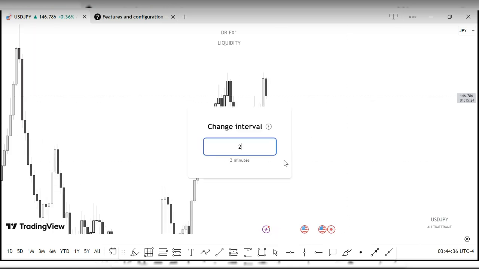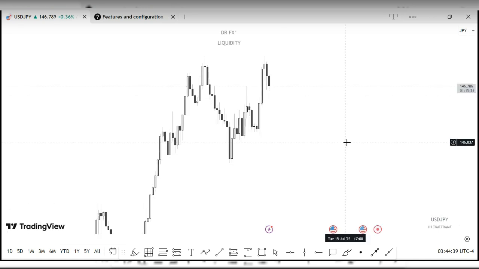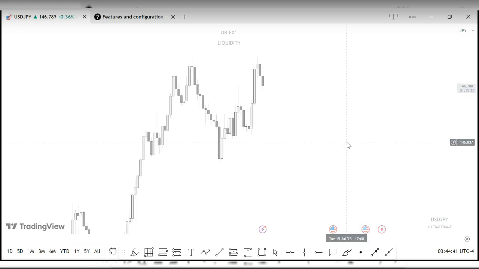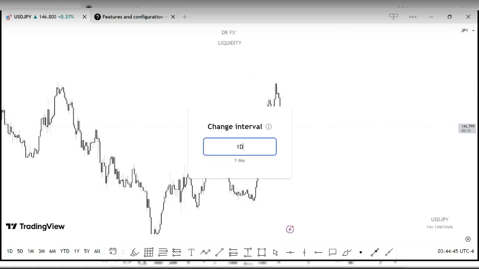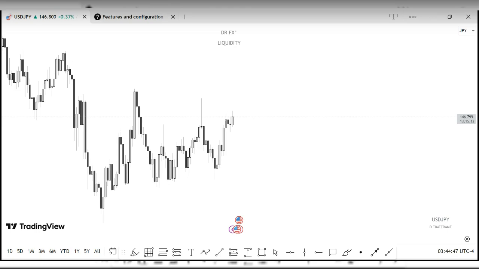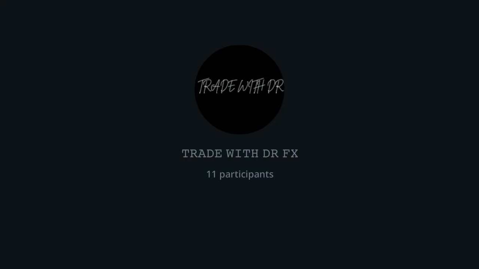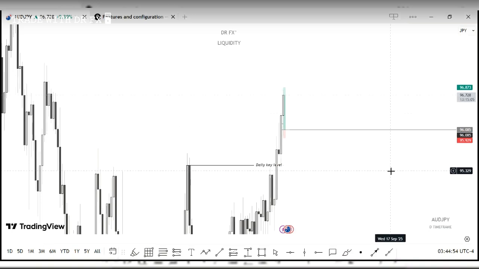Okay, I'll try to go through one or two pairs. I don't know if I can find them. Let me go to the 15 minutes chart. This one is supposed to be interesting, but it's not. Let's go back to the daily. AUDJPY. I saw a move. Let's see. I saw it. I analyzed it. Yeah, it's going.